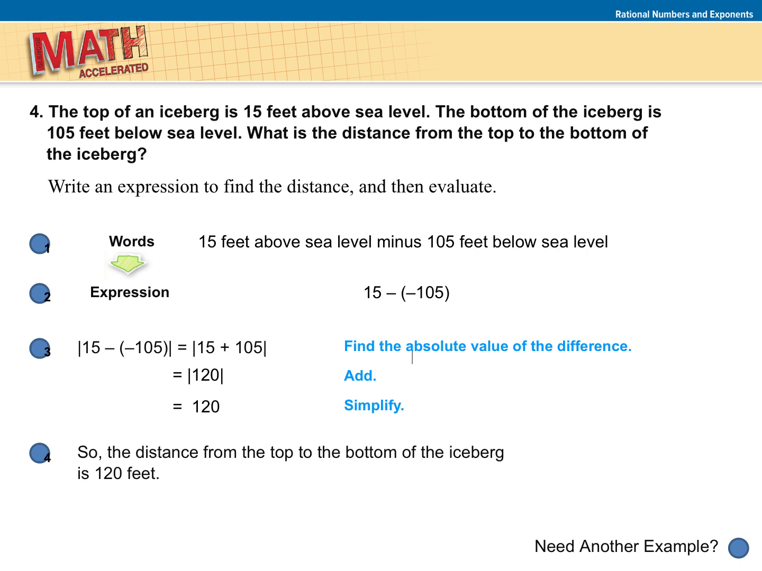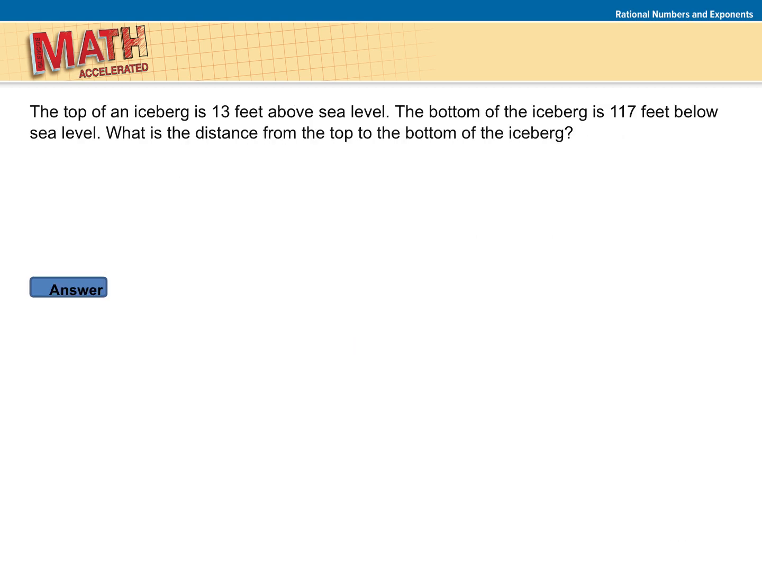The top of an iceberg is 15 feet above sea level. How can I write that as an integer? Positive 15. That's what they got here. Okay, so now how do you get from the top to the bottom of an iceberg? What operation should I do? Subtract, right? That's where they get this. They're going from top to bottom, and it says the bottom is all the way 105 feet below sea level. How can I write that? Negative 105. Okay, that's how they got that, and they're using that absolute value to find the distance. So setting up that problem, try it on this one.